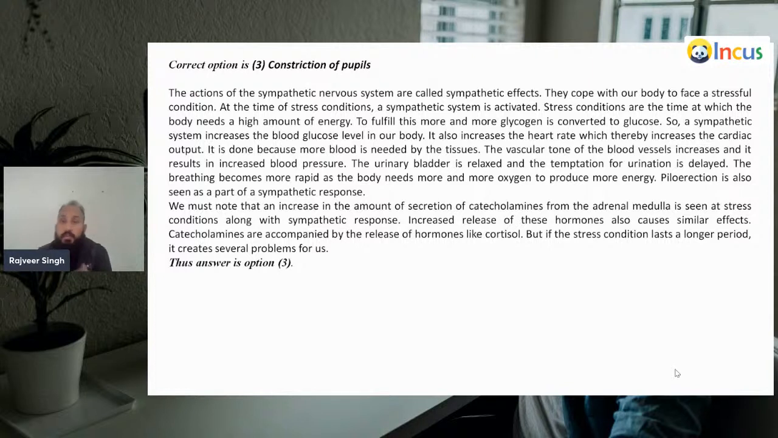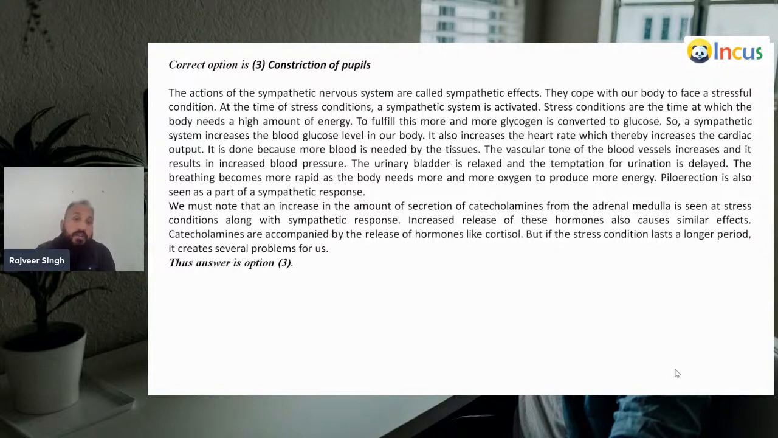They help our body face stressful conditions. At the time of a stress condition, the sympathetic system is activated, and stress conditions are the times at which the body needs a very high amount of energy. More and more glycogen is converted to glucose. So the sympathetic system increases the blood glucose level in our body. It also increases the heart rate, which thereby increases the cardiac output.